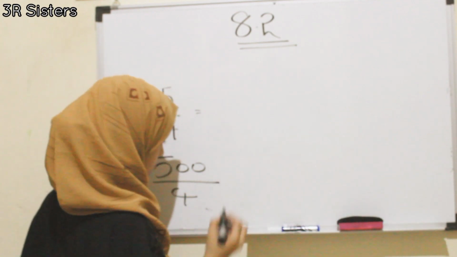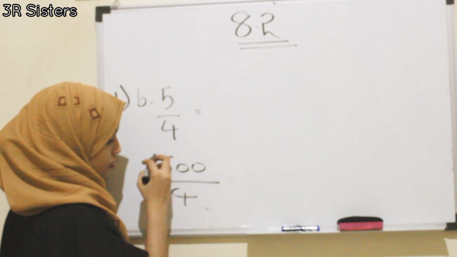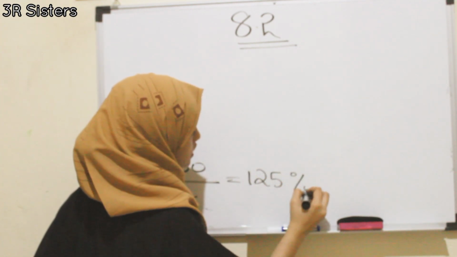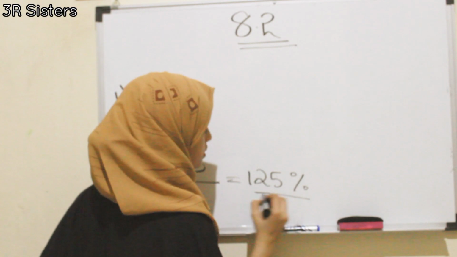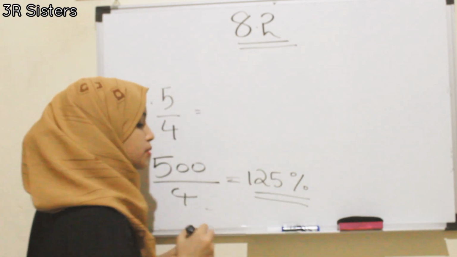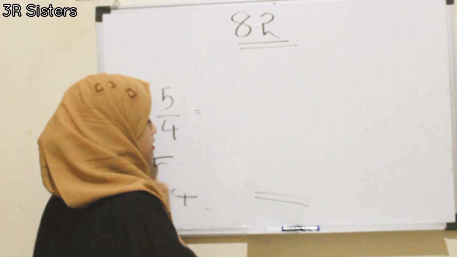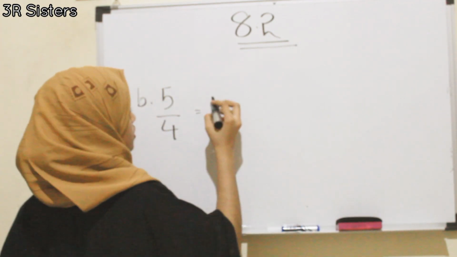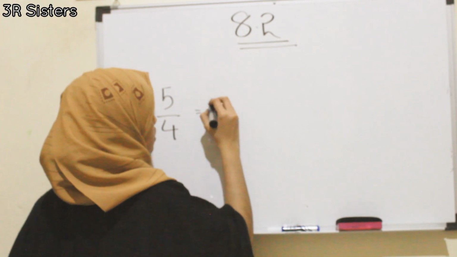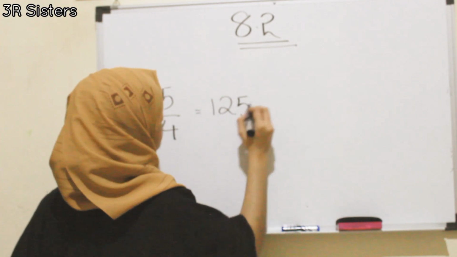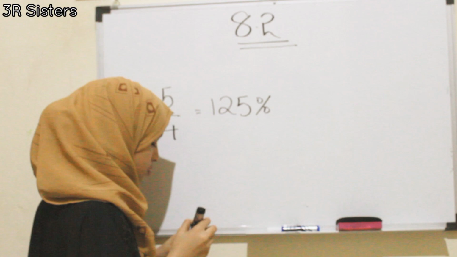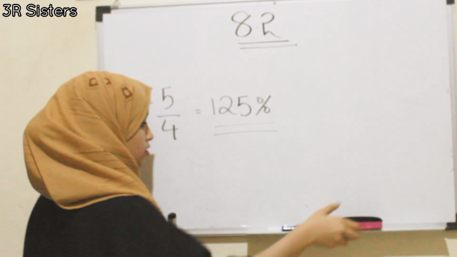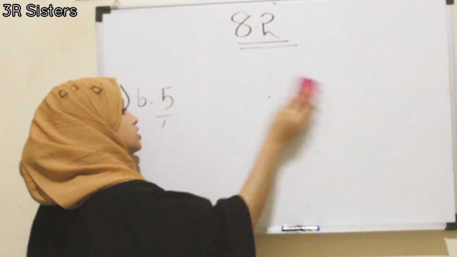So when we divide these both, we will get 125 percentage. We have to put this percentage when we convert it to percentage. This percentage symbol is compulsory. So this answer is 125 percentage. This is the answer. Now we'll go to the C question.